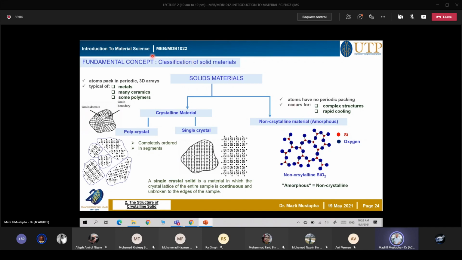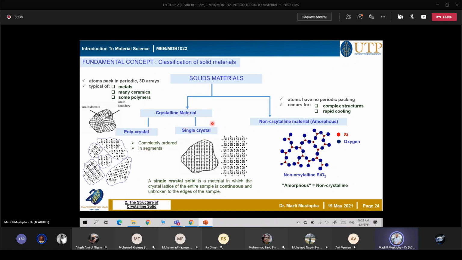For the crystalline material, what do we define as a crystalline material? The atoms are packed in periodic three-dimensional arrays. It means there is a repeating unit, a very nice, very systematic arrangement. We also find it in metals, some polymers, and many ceramics. Crystalline material can be divided into polycrystal and single crystal.